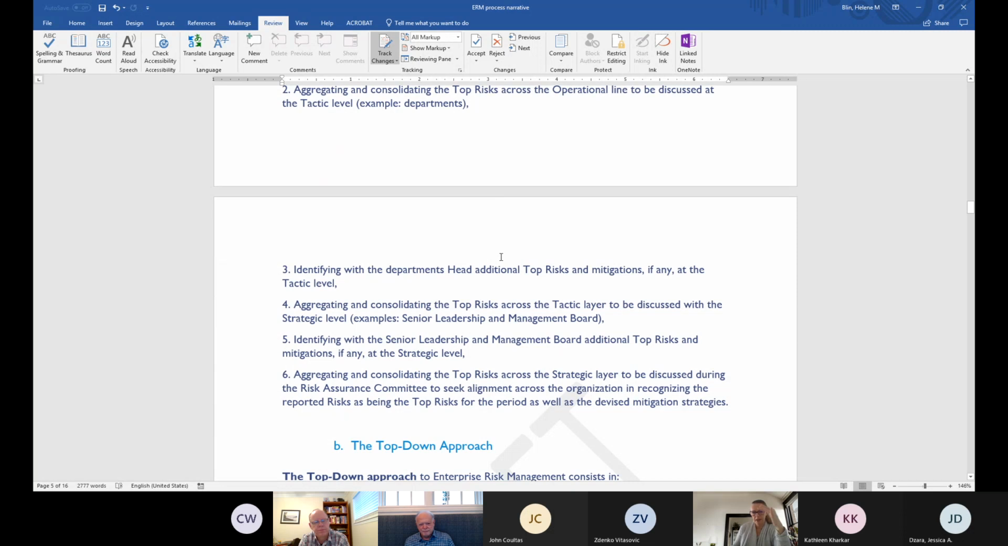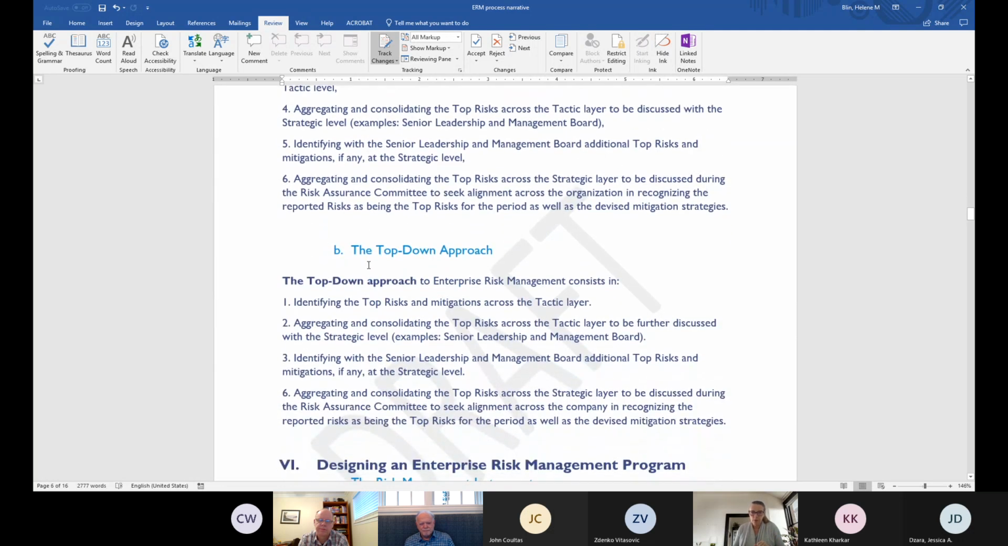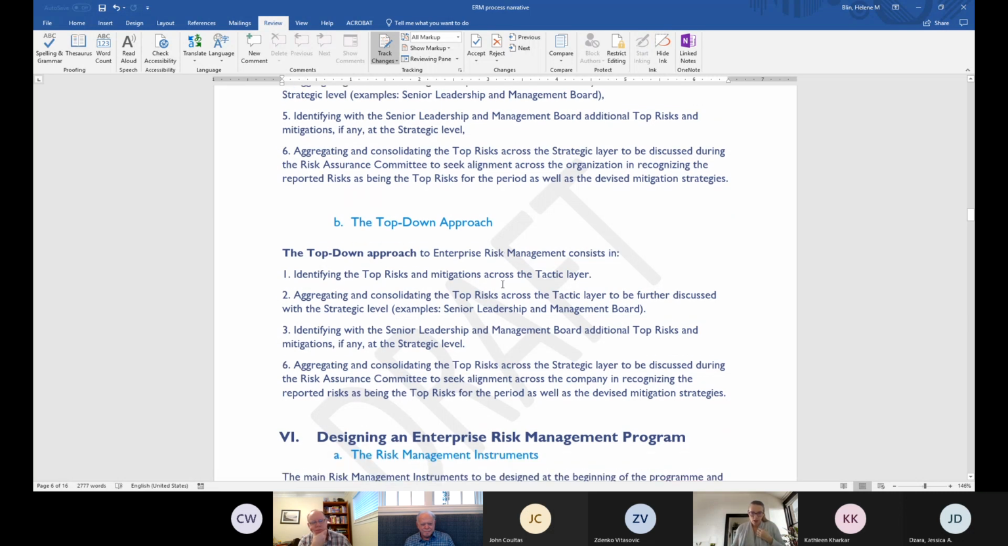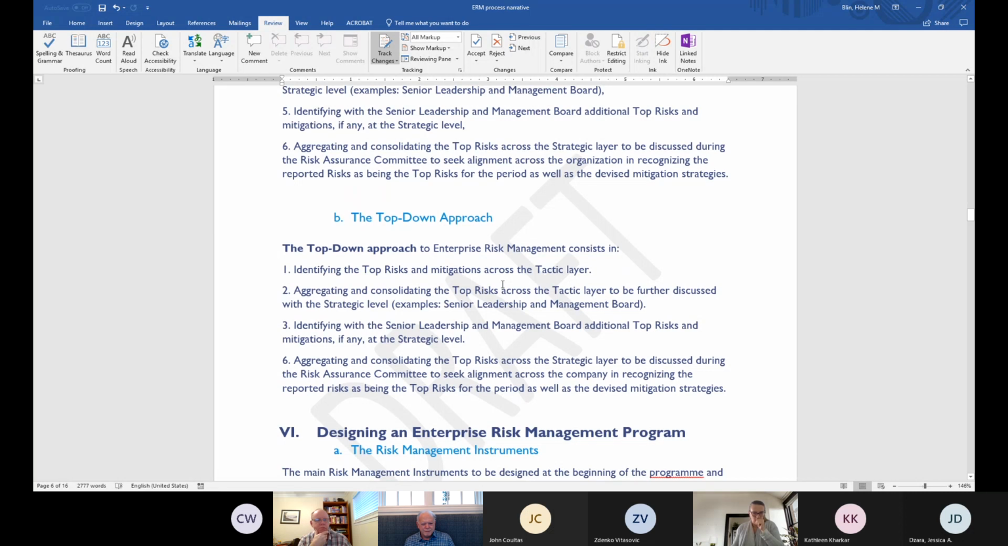And so basically here I explain how this is rolled up from bottom to top. And I do the other way around from top to bottom. How does the top-down approach work? Basically, the risk management is done at the tactic and/or strategic level, and then it is cascaded down to the operational level. Any questions?